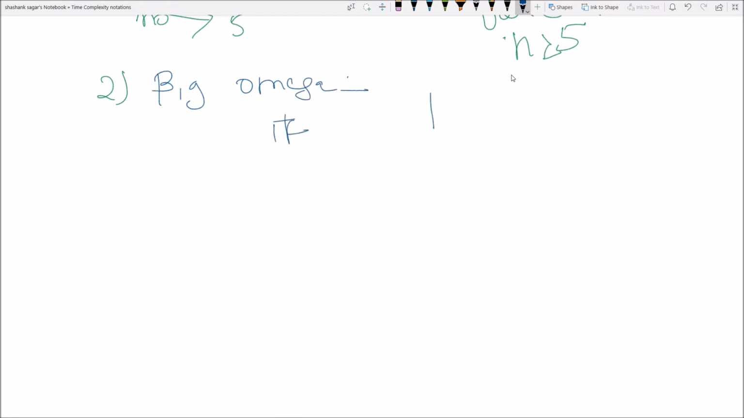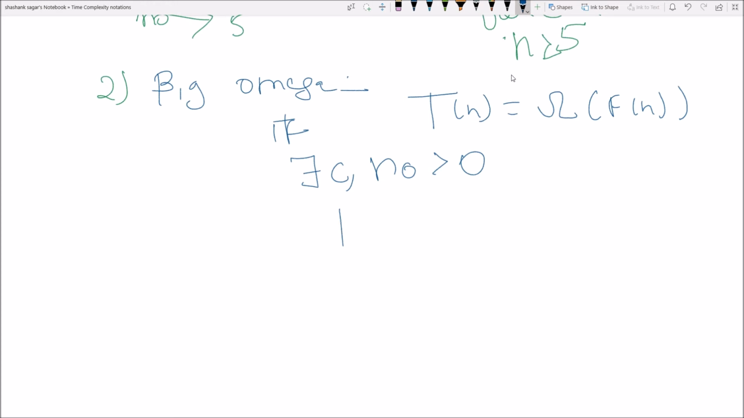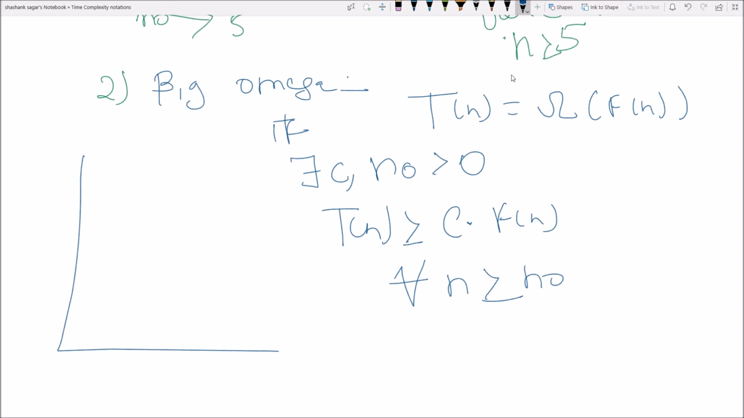If I am saying T of n is big omega of f of n, what do we mean here? We mean there exists a constant c and n naught greater than 0 such that T of n is greater than or equal to c times f of n for all n greater than or equal to n naught. Now let's see the graph.